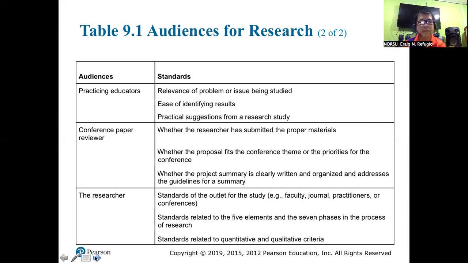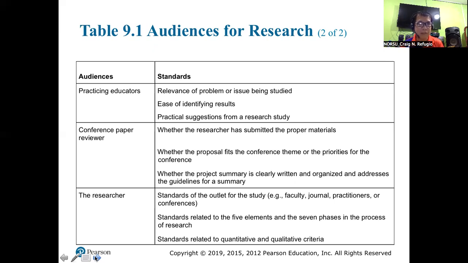Another one, the conference paper reviewer, as one of the audiences. The standards are whether the researcher has submitted the proper materials, whether the proposal fits the conference theme or the priorities for the conference, and whether the project summary is clearly written and organized and addresses the guidelines for a summary.